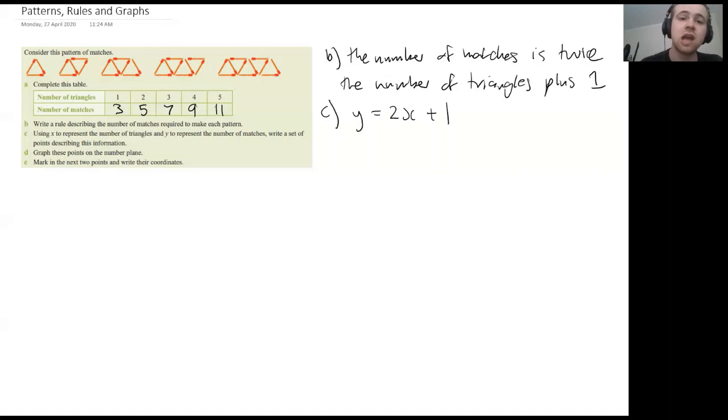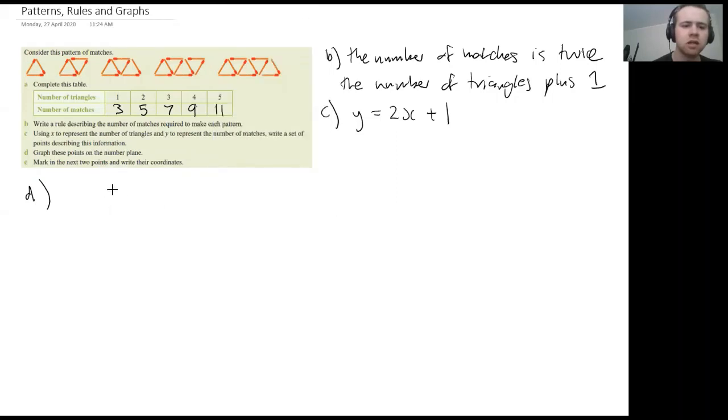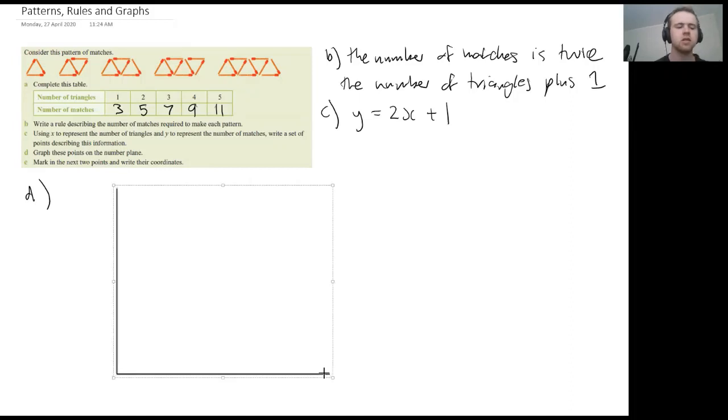Okay, we're just using algebra to represent the matches and the triangles as such. Okay, so we're going to need another number plane. Now, in this instance, we're just looking at positive numbers. So I'm going to do a graph that just contains the positive parts of x and y. So it doesn't have the negative aspects, just the positive ones for this graph here.